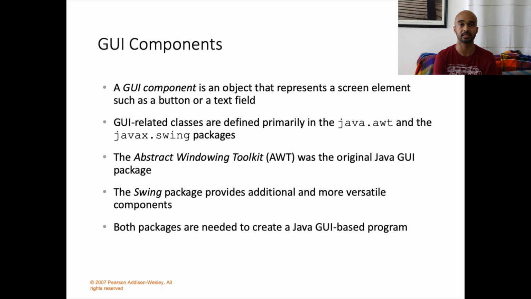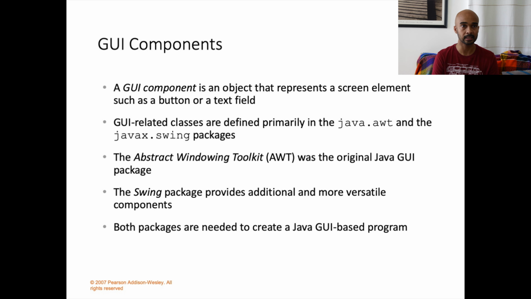So we'll show you some more of this afterwards, but the next thing is that a GUI component is actually an object that is represented on a screen. So it's a screen element. So if you think about the button that says save or cancel, that is also a GUI component. You also have a text field that you can enter text into, that is also considered a GUI component.